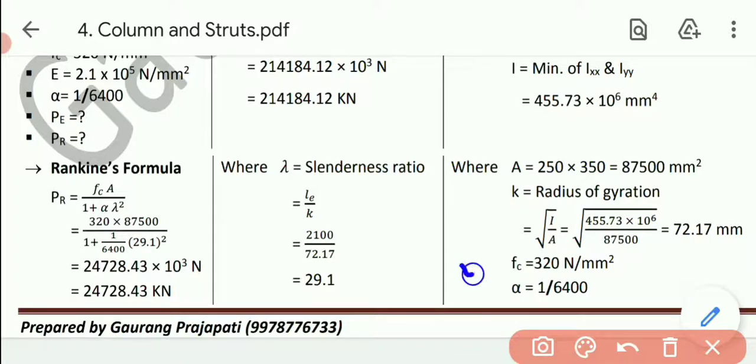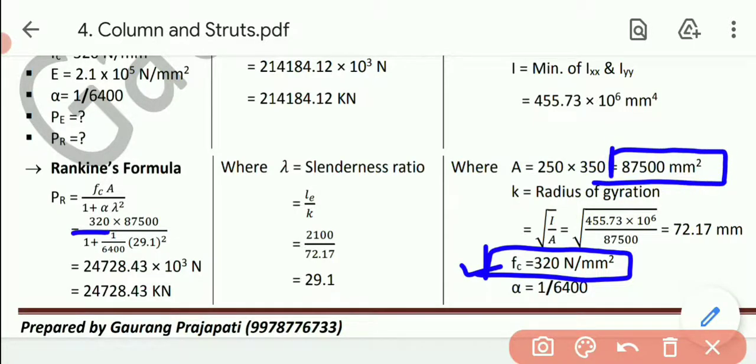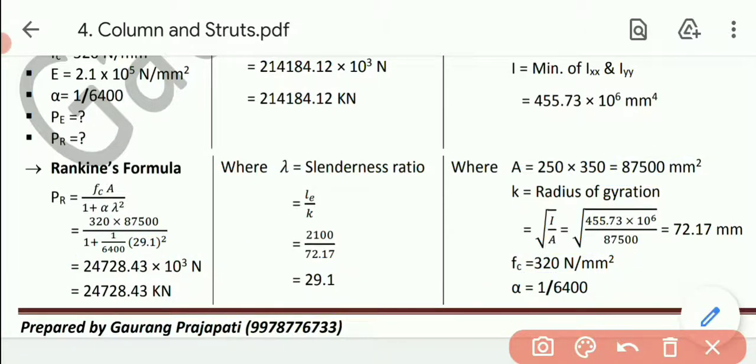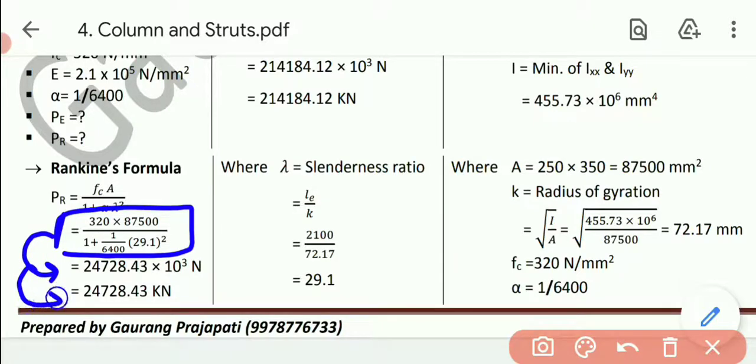So first of all, Fc is given to us in the data: 320 Newton per mm square. Area we have calculated over here, 87500, so multiply by 87500 divided by 1 plus alpha, which is given to us as 1 divided by 6400, times lambda square, that is 29.1 square. Clear? By simplifying this term I will get the answer, that is 24728.43 into 10 raised to 3 Newton. Let's convert it into kilonewton, that is 24728.43 kilonewton. So that's the final answer of the Rankine's formula.